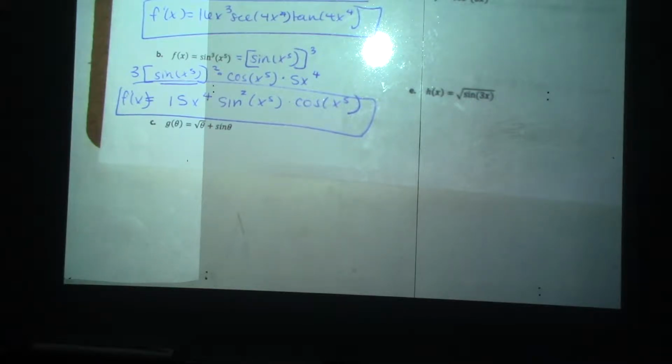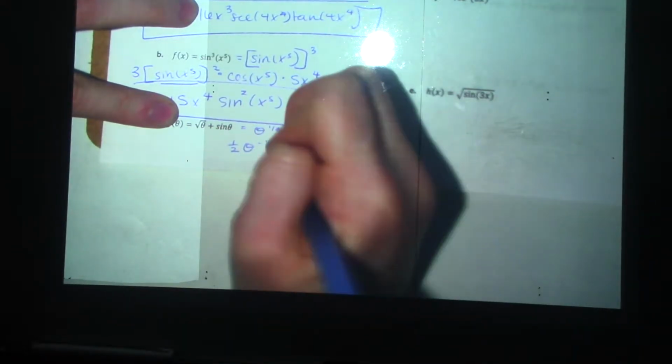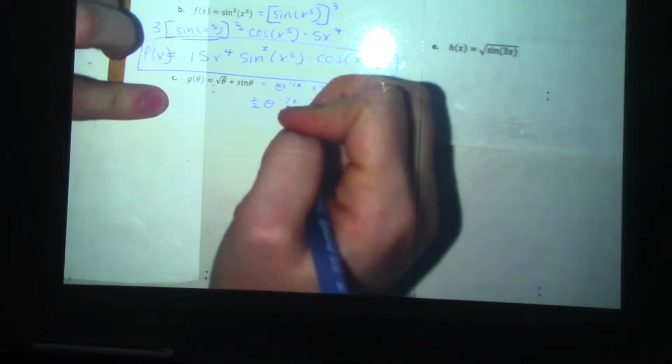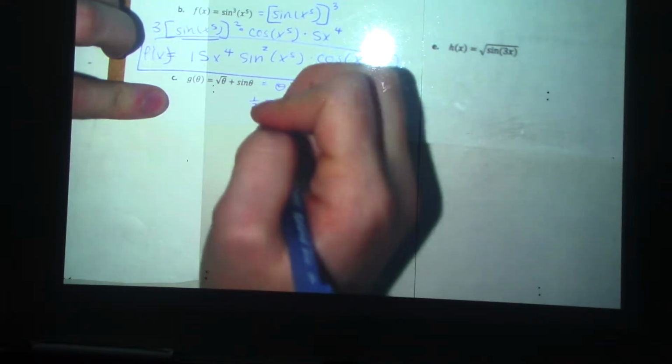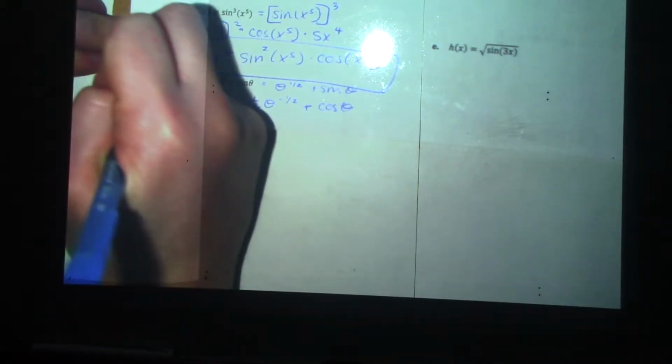Square root of theta plus sine of theta. So theta is like my x here, right, what I'm taking the derivative with respect to. So I'm going to rewrite this as just theta to the 1/2 plus sine of theta. So taking the derivative is easy, 1/2 theta to the negative 1/2, plus derivative of sine, which is just cosine theta. And then this is correct, but I'm going to rewrite this because this is to the negative 1/2 power. 1/2 means square root, and negative means put it on the bottom. So that's 1/2 root theta plus cosine. So this is my g prime of theta.